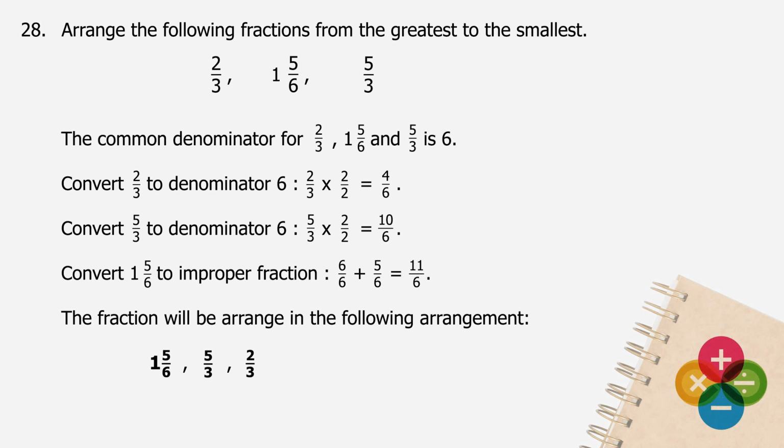The common denominator for 2/3, 1 5/6, and 5/3 is 6. Convert 2/3 to denominator 6 will be, multiply 2/3 by 2, and the product is 4/6. Convert 5/3 to denominator 6 will be, multiply 5/3 by 2, and the product is 10/6. Convert 1 5/6 to improper fraction will be, add 6/6 to 5/6, and the sum is 11/6. The fractions will be arranged in the following order: 1 5/6, 5/3, and 2/3.